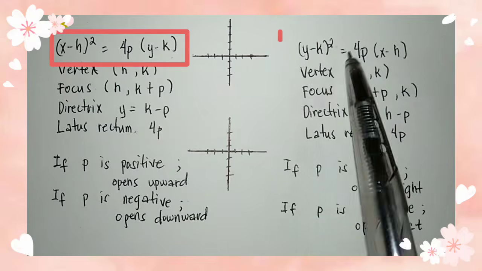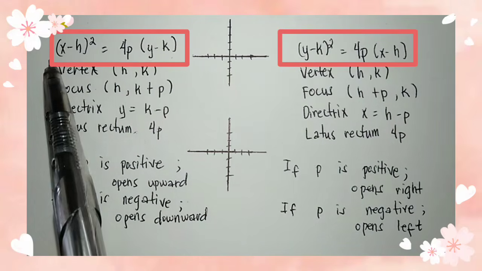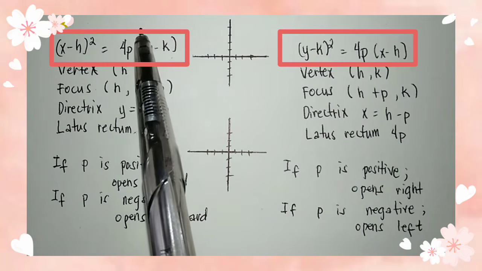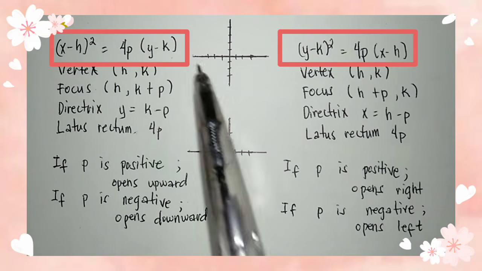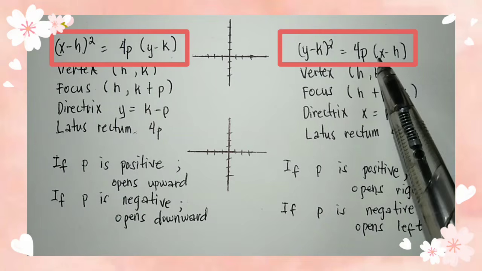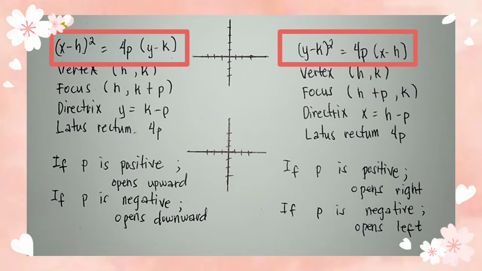Meron tayong dalawang equations dito. We have x minus h squared is equal to 4p times y minus k. And of course, we have y minus k squared is equal to 4p times x minus h. So, pag-usapan natin yung differences and yung pagkakatulad nila.